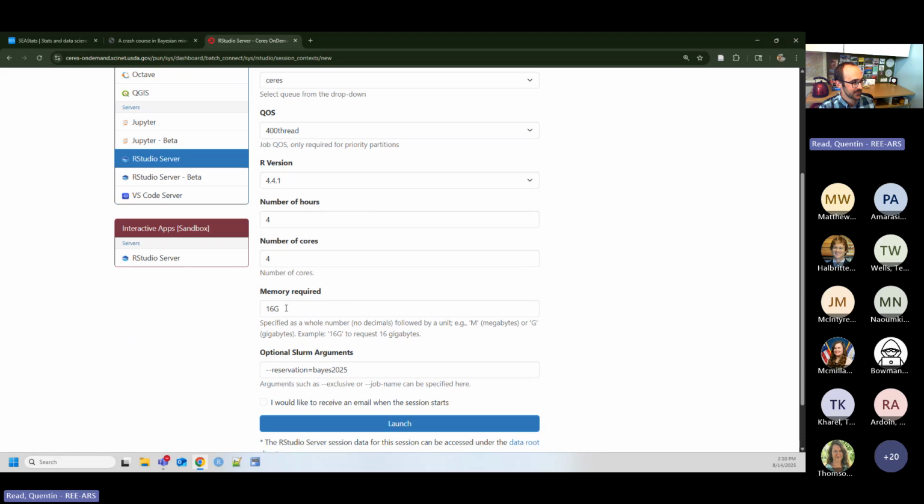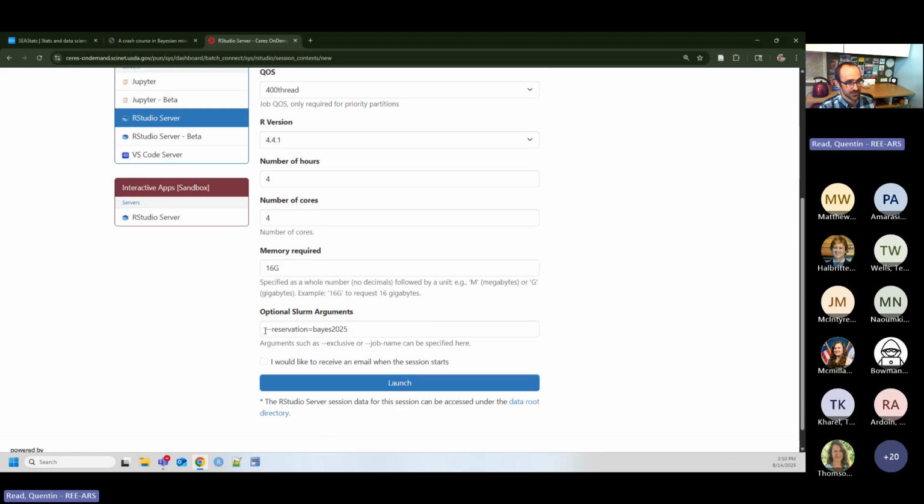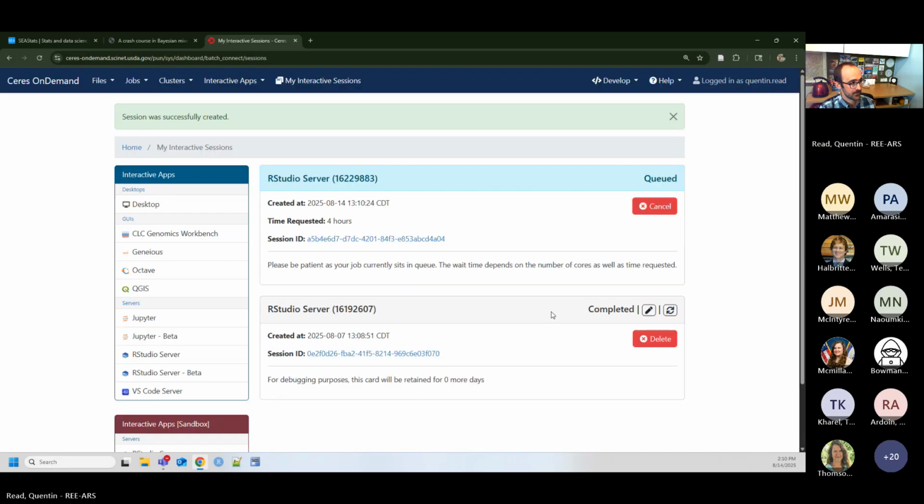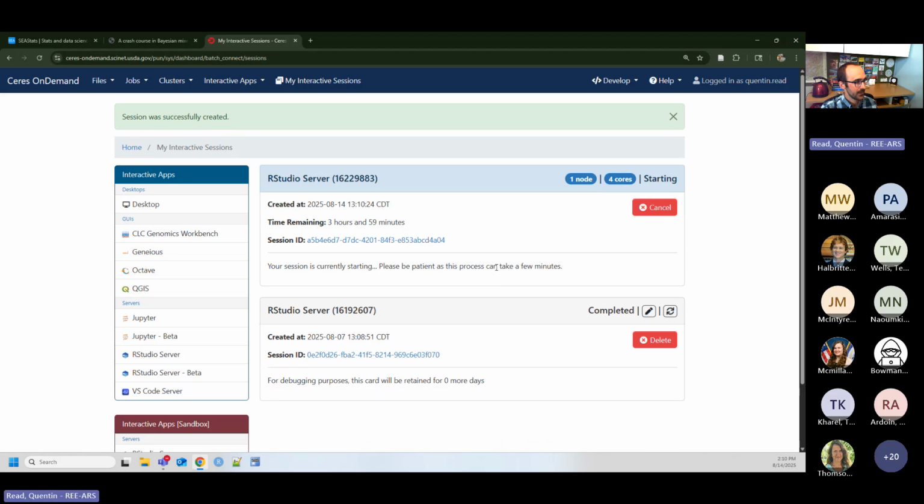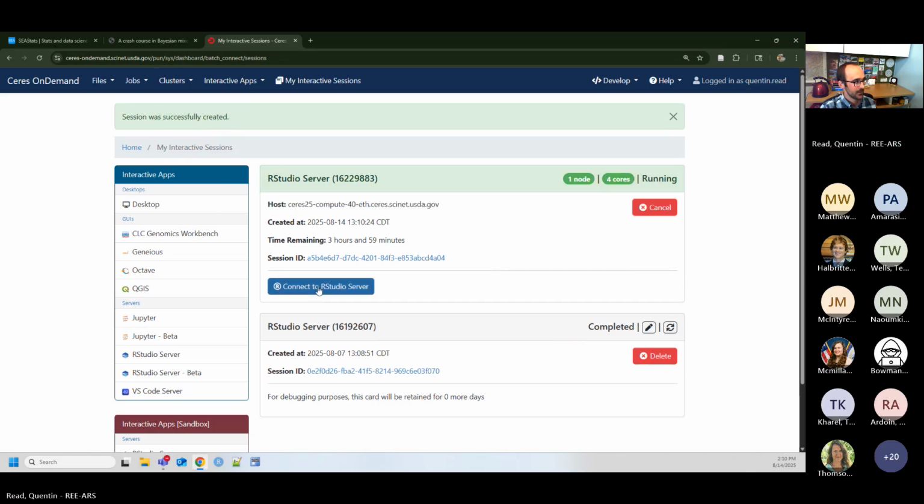4 cores and 16 gigs, and we can use this reservation equals Bayes 2025 because we've reserved the node for today. And I'm going to click launch. And it should get out of the queue fairly quickly. And whenever, now we can connect to RStudio Server once the job is started.